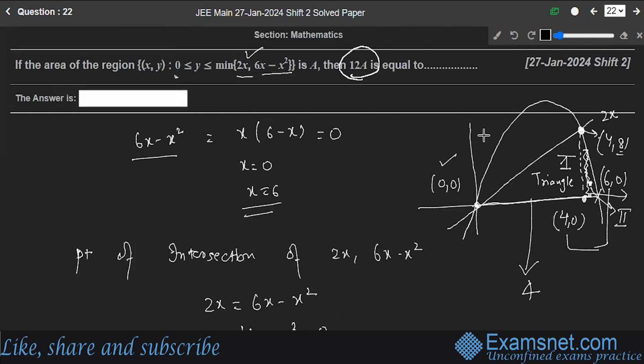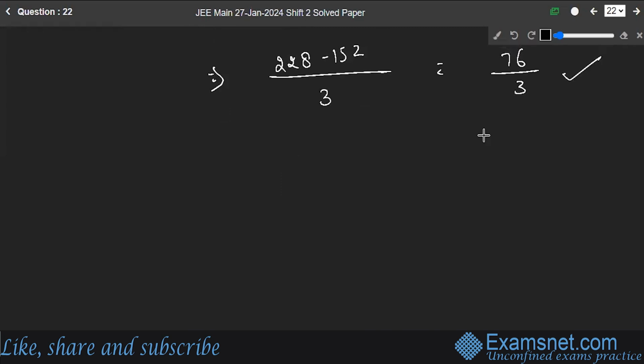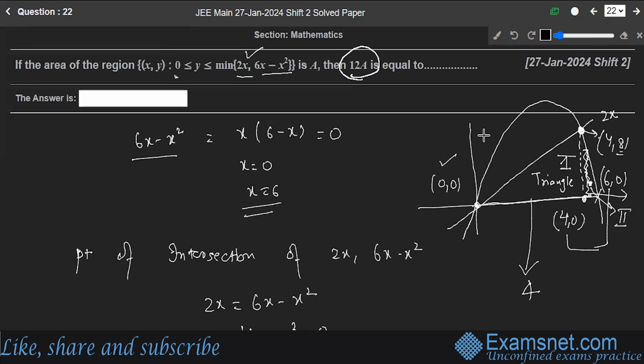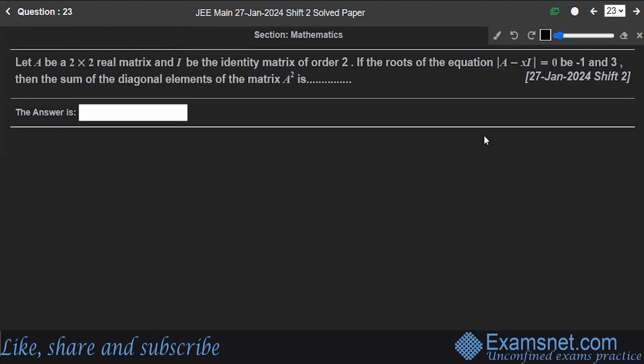But we have to find out 12A. So what will be 12A? Multiply 76 by 4, that will be 304. So the answer to the question is 304. This is the right answer. Hope you got that. Next is question number 23.